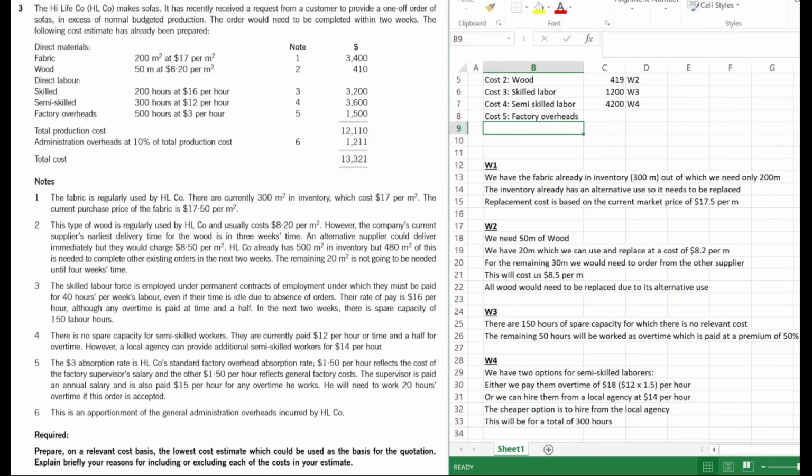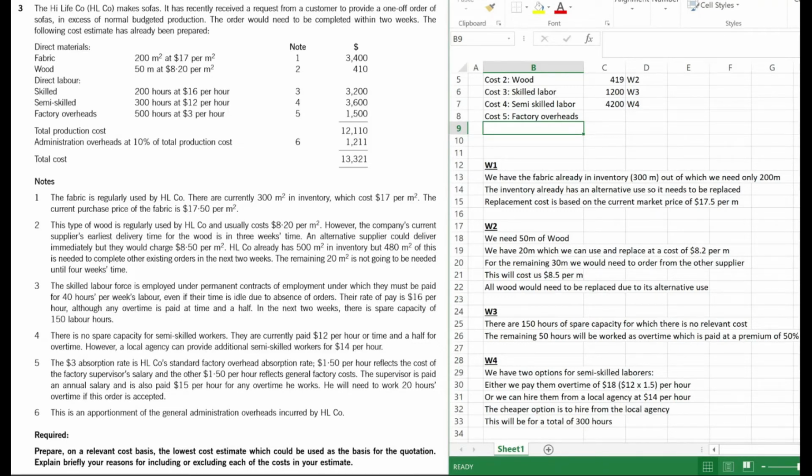Are they general or are they specific to the project? If they're general overheads, they're never relevant. If they're specific to the project, then they're relevant. Okay, so that's what we're looking at. So ignore absorption rate and all of this nonsense, right? That's not our concern. Okay, so absorption rate is $3, $1.5 per hour, reflects the cost of the factory supervisor salary, other 1.5. All of this is nonsense, just there to confuse you, okay? We need to look at any specific cost for the project.